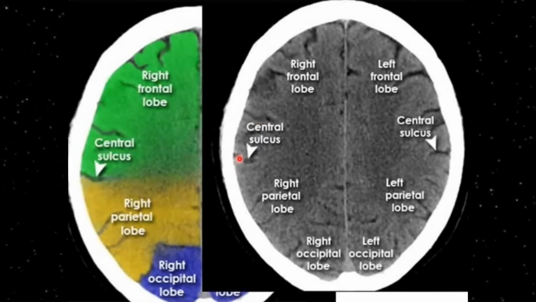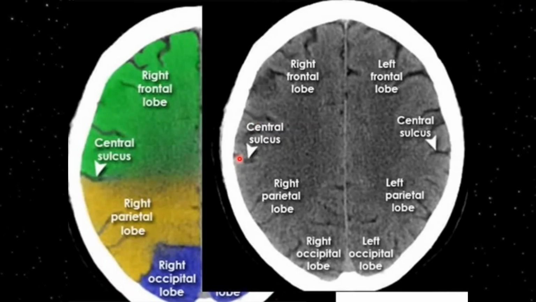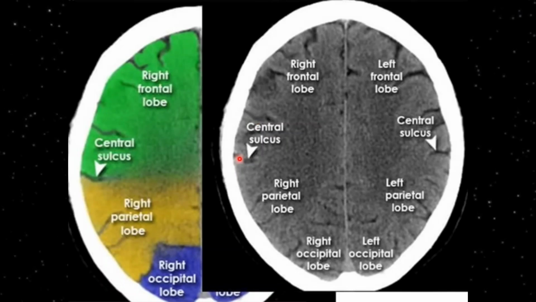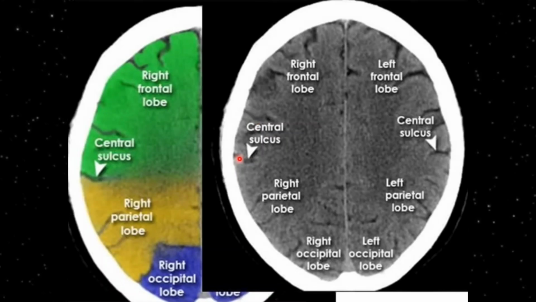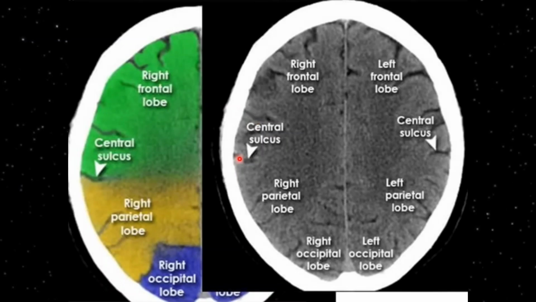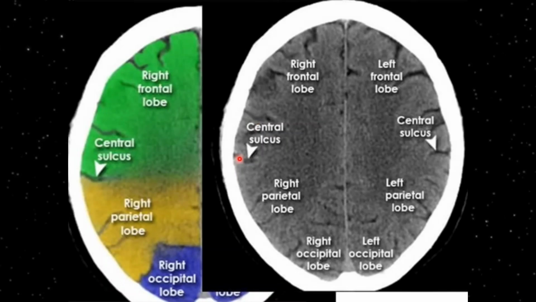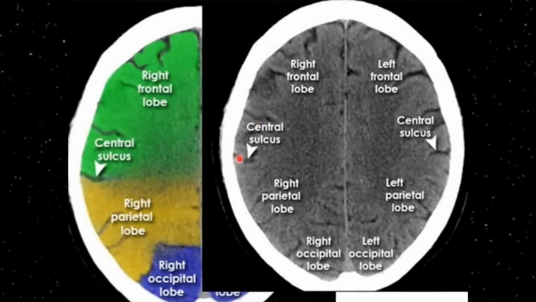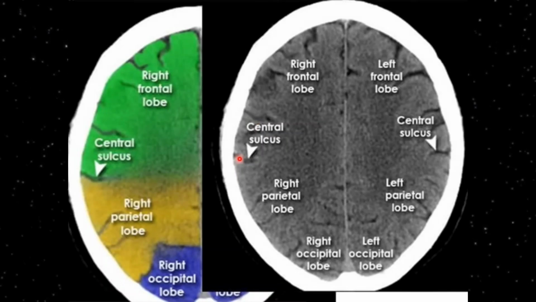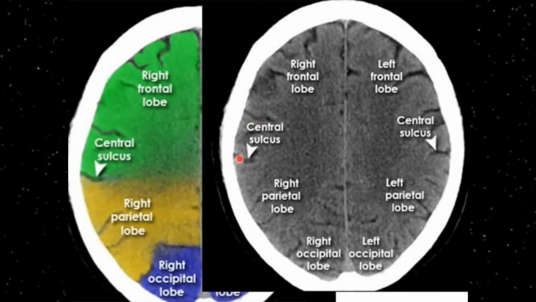Only the central sulcus reaches the midline, and anterior to it everything would be frontal lobe, and posterior to it would be parietal lobe. Immediately anterior to the central sulcus there will be the anterior gyrus, and posterior to it there would be the posterior gyrus. Here on this image you can appreciate that the frontal lobe is much larger.